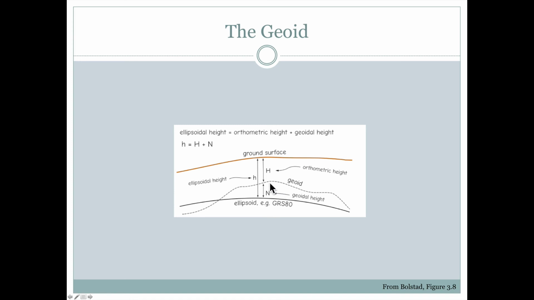And once again, this geoid is not going to be the same as the ground surface. It's just going to be a surface that represents where sea level would be if this ground surface was not here. And we can see in this case it can be above the ellipsoid, as we see here, or it can be below the ellipsoid. The geoid and the ellipsoid can cross each other.